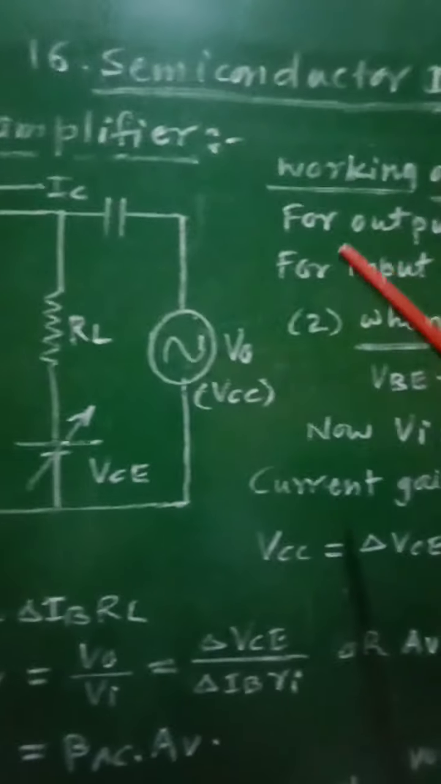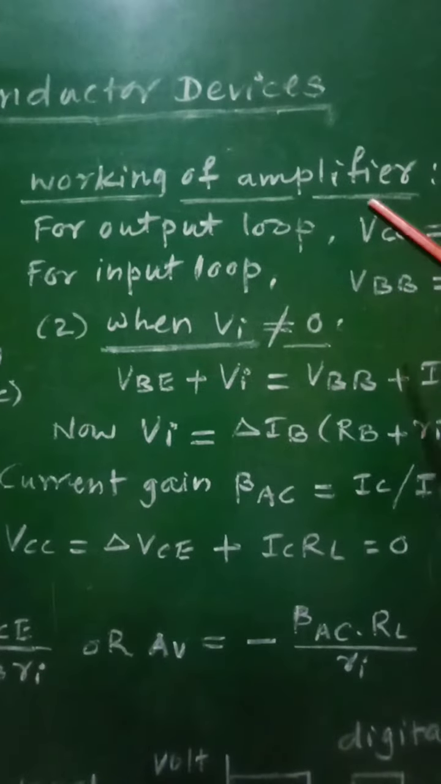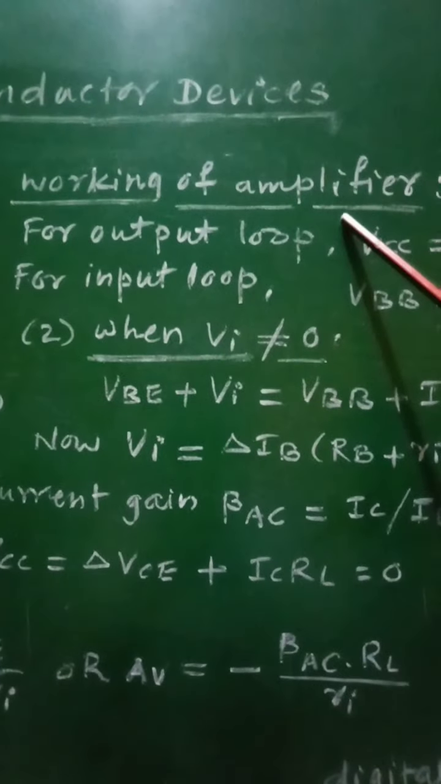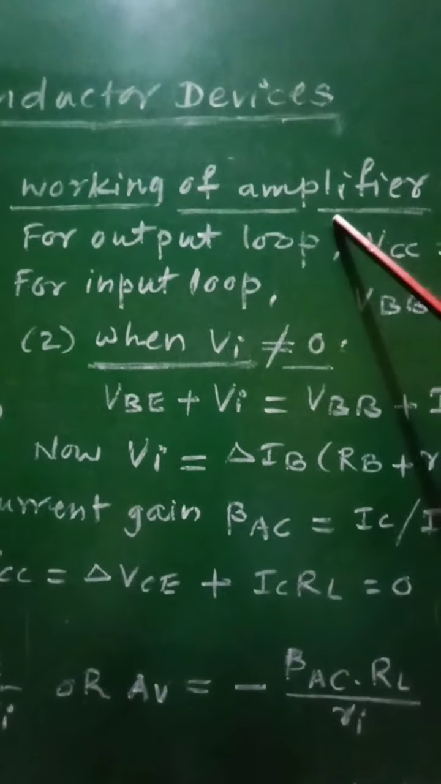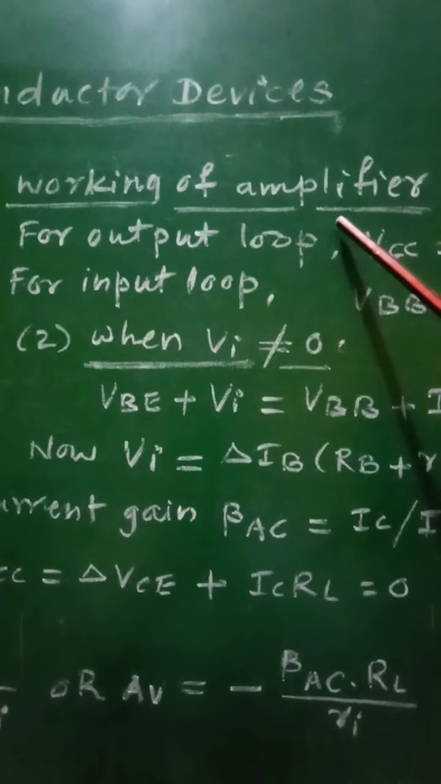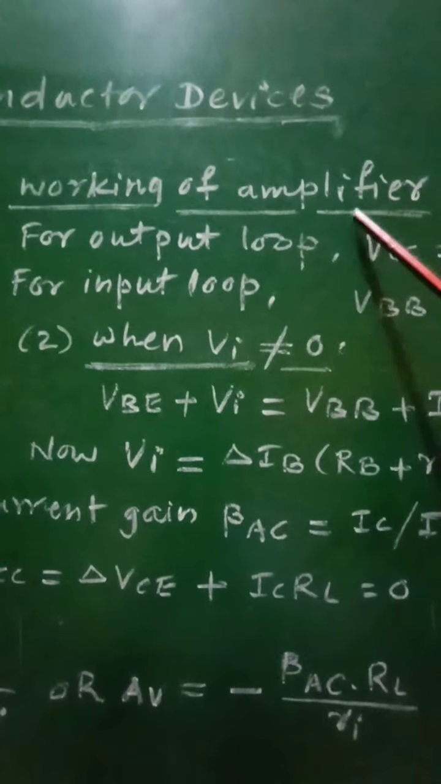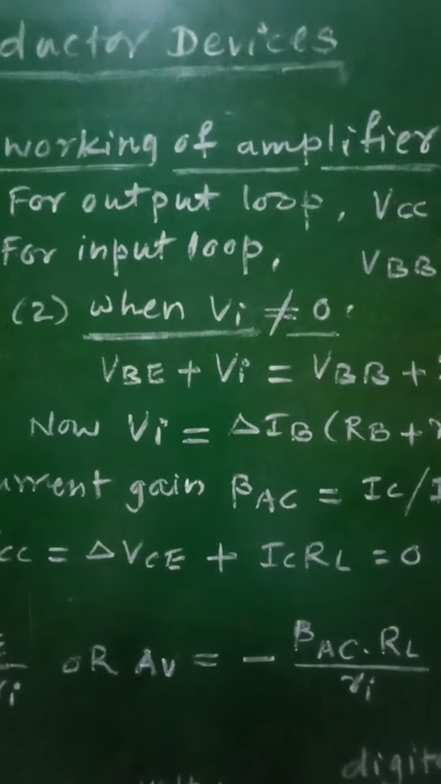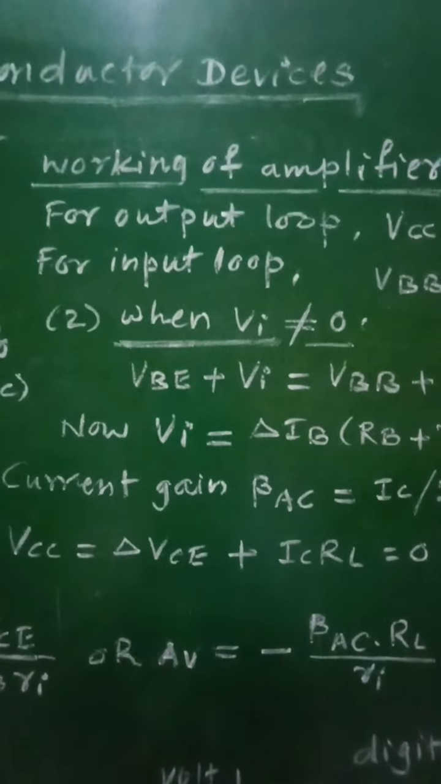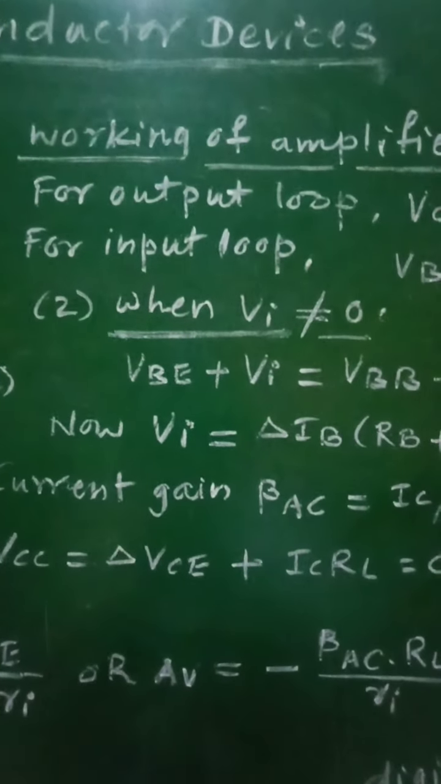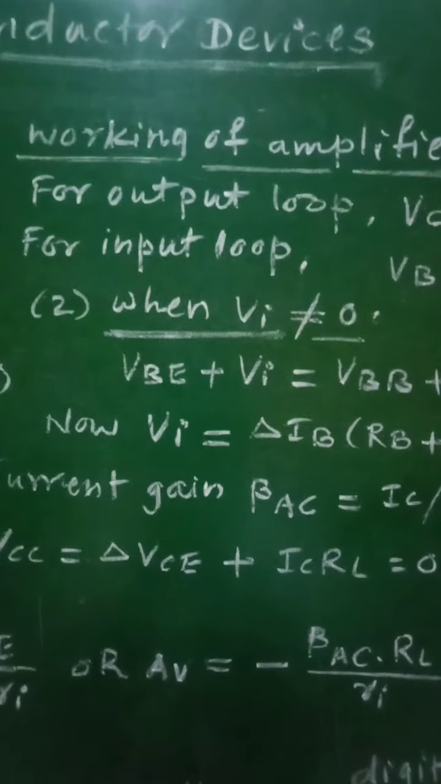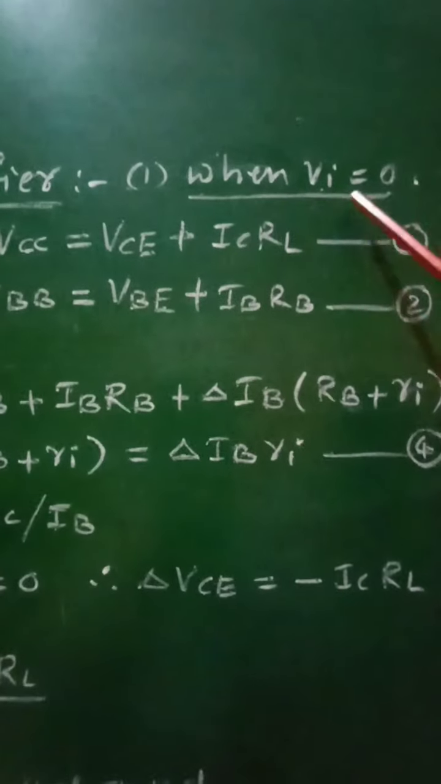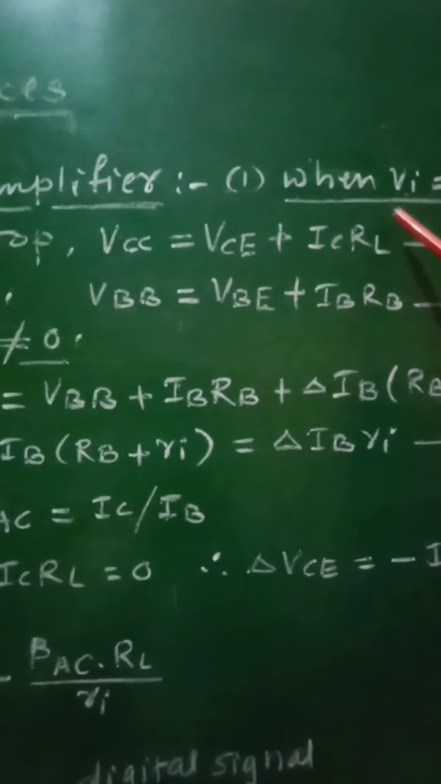Now let us see the working of the amplifier. In this case, we will consider two cases. In the first case, when input voltage Vi is not applied, that is equal to 0, and in the second case, when some input voltage, that is AC voltage, is applied to the input. So when the input signal Vi is not applied, that is when Vi is equal to 0, that will be the first case.